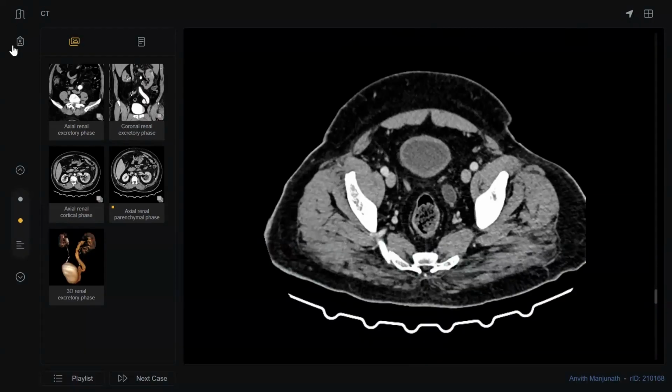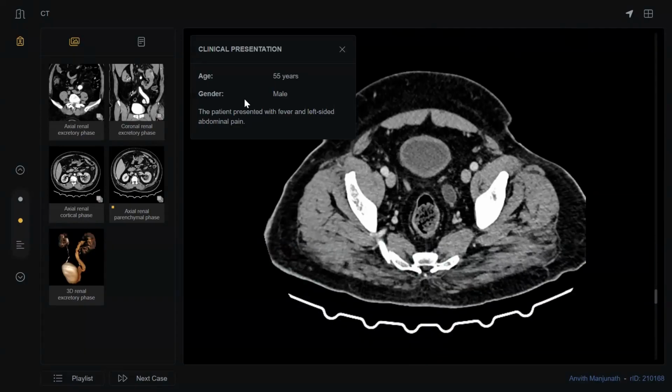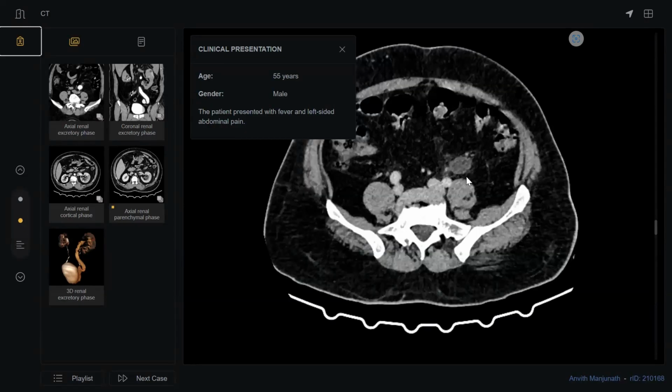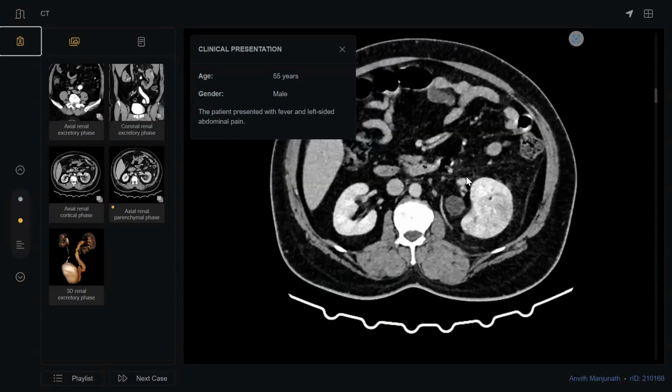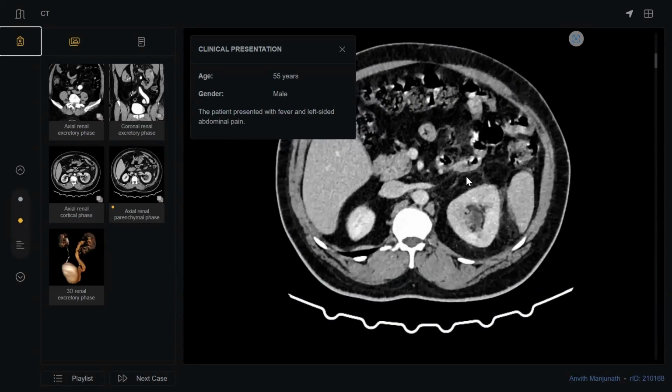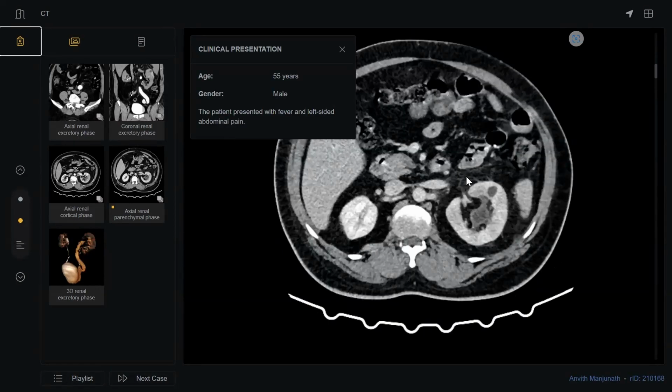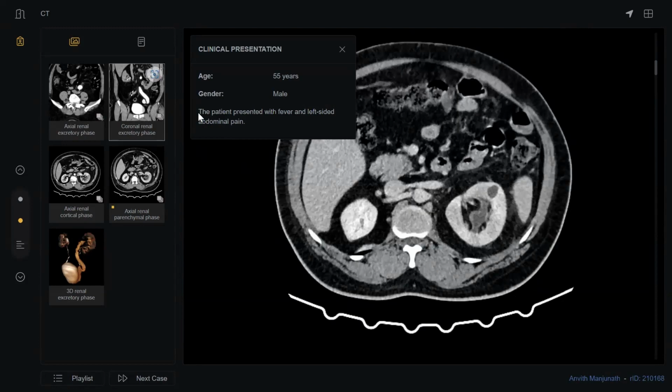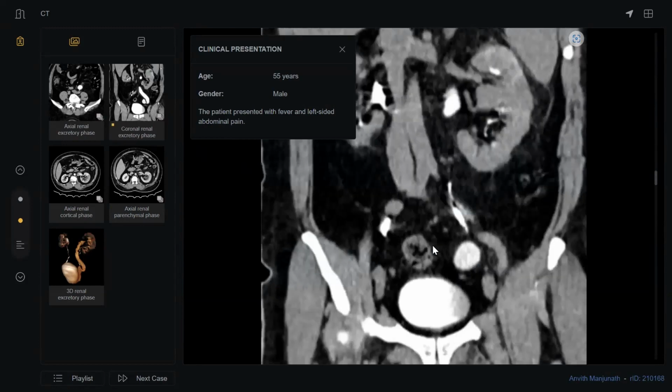Why? Because look at the history, fever, left-sided pain. The patient is not a severe case. So I think he is not severely ill, there are no obvious pyonephrosis. If there was a pyonephrosis here, you couldn't see a healthy kidney like this. You can't see like this.